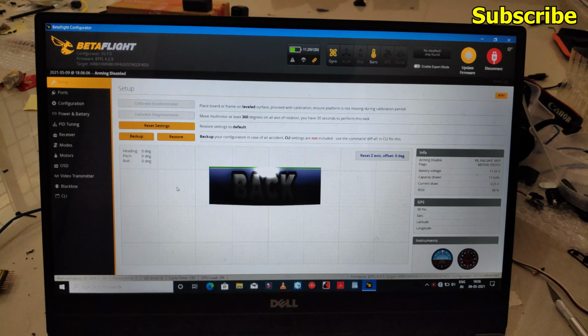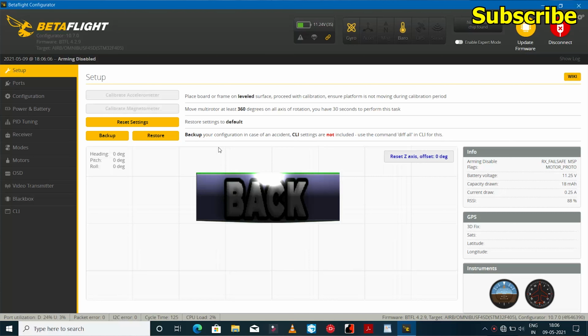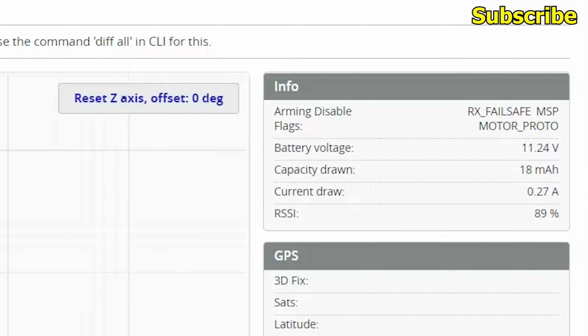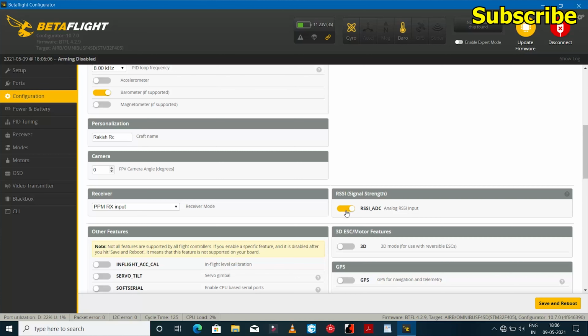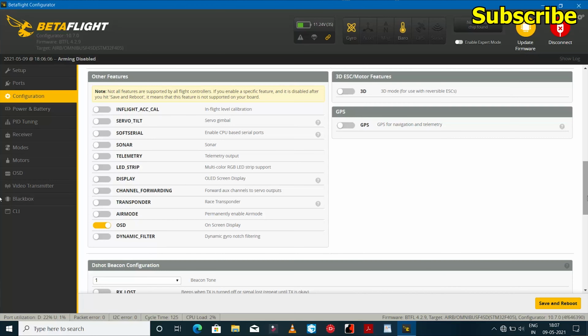So this is how I've set up the flight controller. You can see that I have the RSSI value over here, which is at 89% right now. And because I'm using the Omnibus F4, I have the current sensor on it, so I can monitor the battery voltage and the capacity. So you can see that RSSI signal strength is enabled. So if your receiver supports the RSSI channel, then you can connect that to your flight controller to get the RSSI value on your OSD. I have the OSD enabled in the configuration as well.